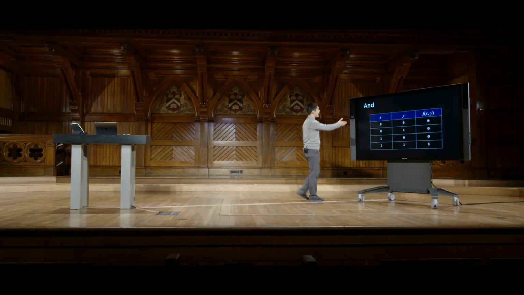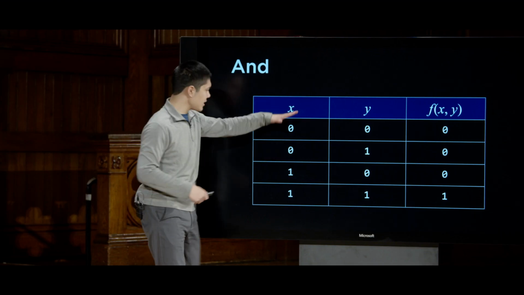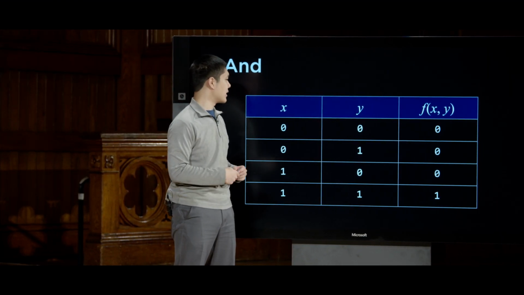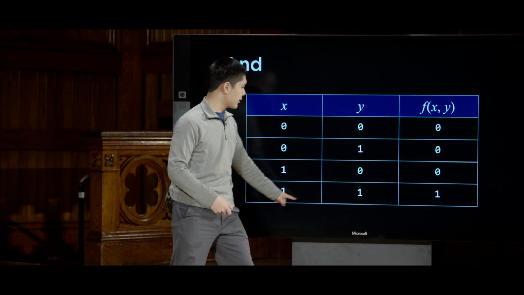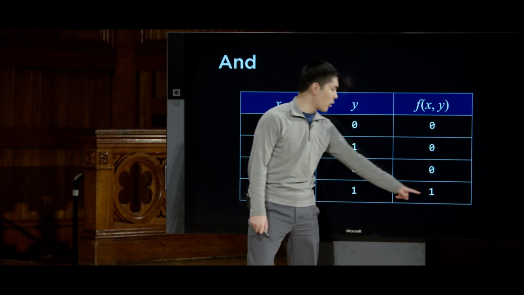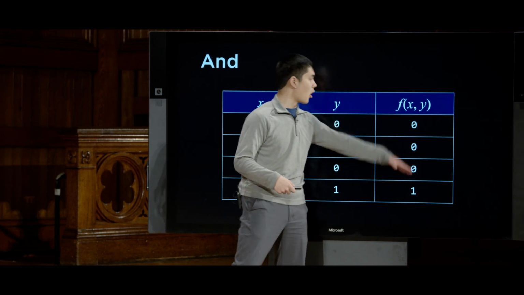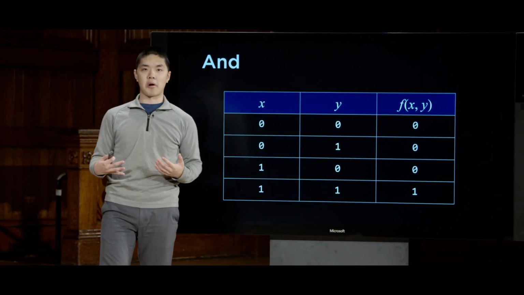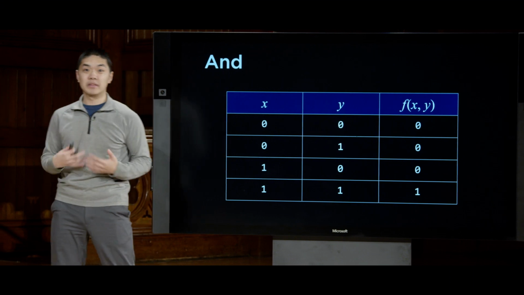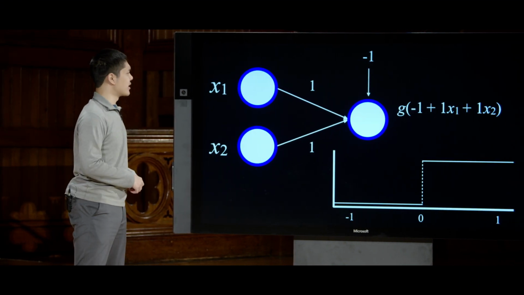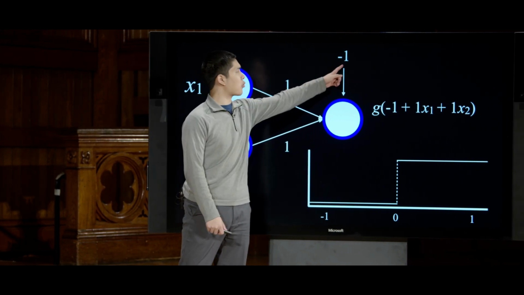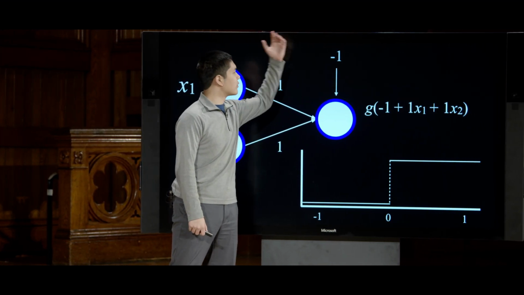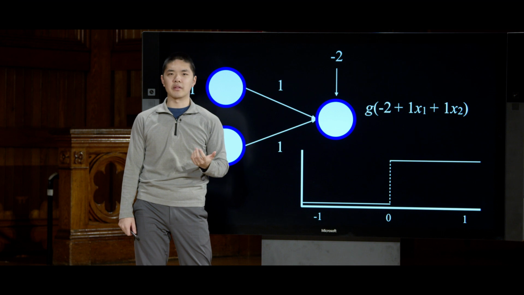A function like the AND function, for instance, that takes two inputs and calculates whether both x and y are true. So if x is 1 and y is 1, then the output of x and y is 1. But in all the other cases, the output is 0. How could we model that inside of a neural network as well? Well, it turns out we could do it in the same way, except instead of -1 as the bias, we can use -2 as the bias instead.